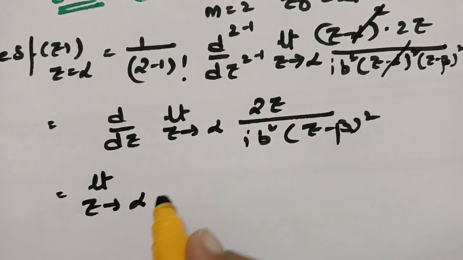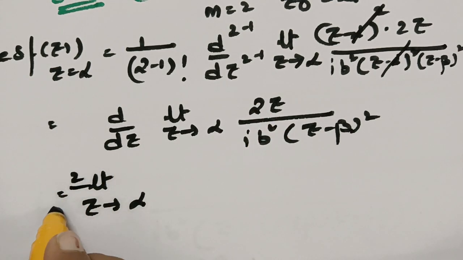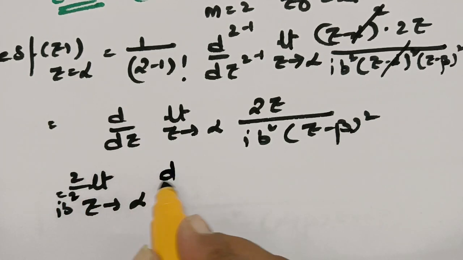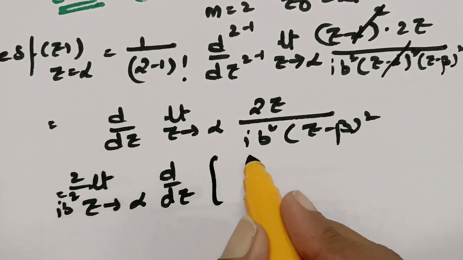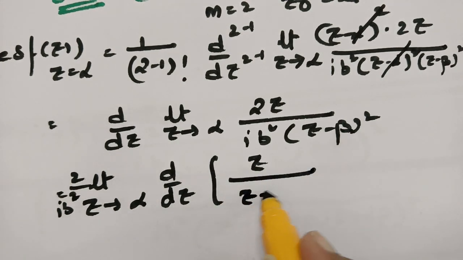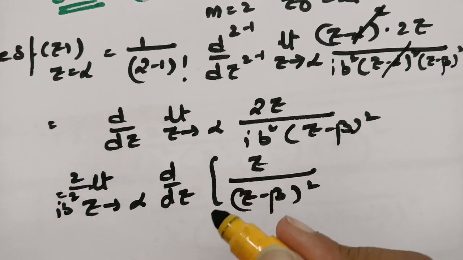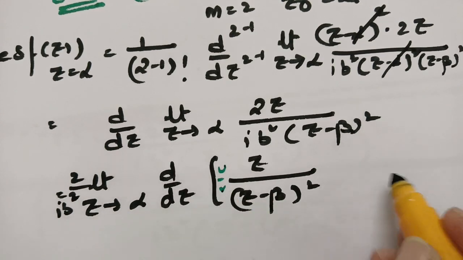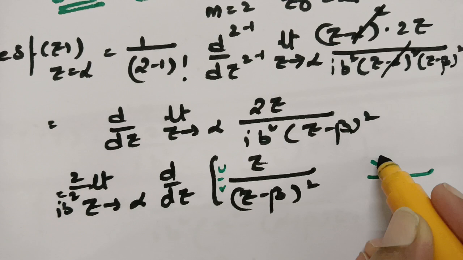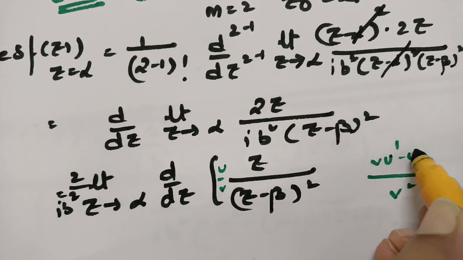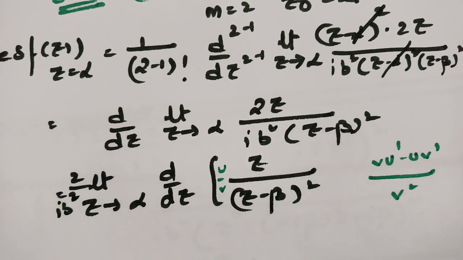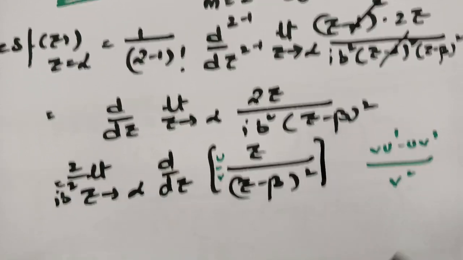As these are constants, I am bringing them outside, that is 2 by i b square, into the derivative of z by (z minus beta) whole square. As this is of the form u by v, what is the formula here? It is (v u dash minus u v dash) by v square. Clear?